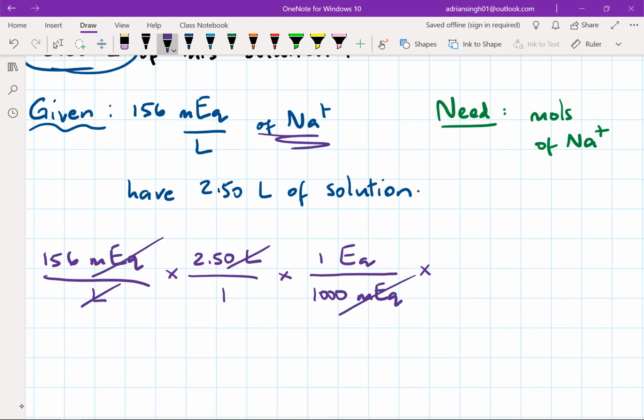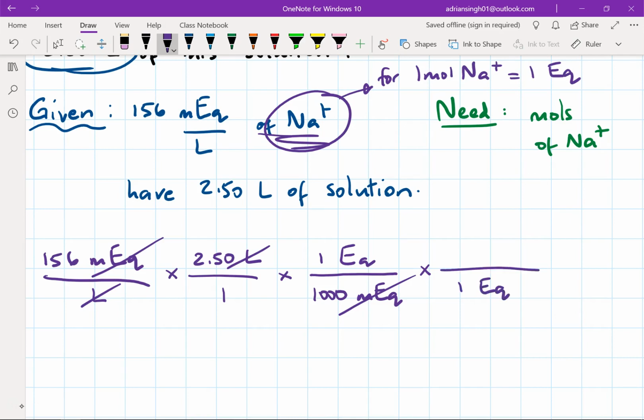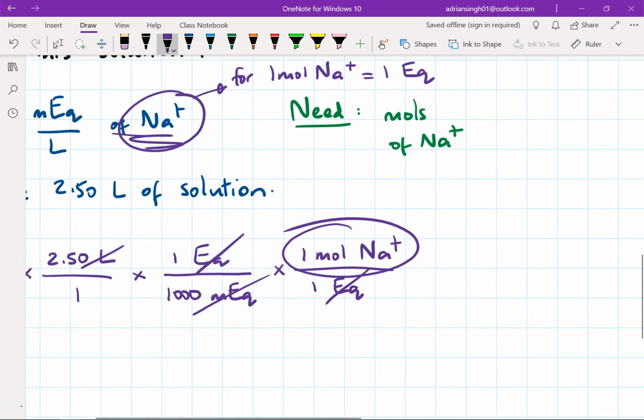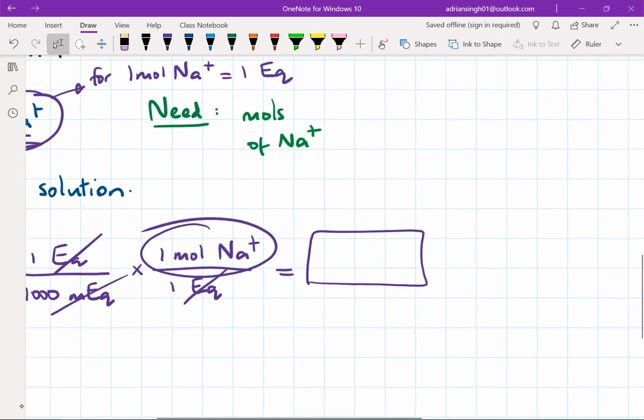And then for sodium, Na plus, it has a charge of +1. Then we can write this up here as well. So this tells us that for 1 mole of Na plus, which has a +1 charge, we have 1 equivalent of positive charge. So then we can say for every 1 equivalent of positive charge, we have 1 mole of Na plus. Equivalents go away, and then we end up with our mole as our unit. That makes sense. So we just go ahead and stick that into our calculator, and then we'll get our answer here at the end.